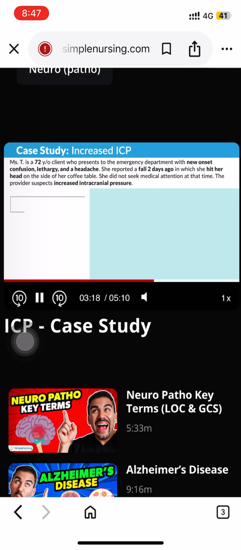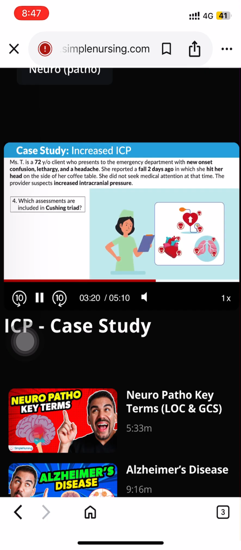Now, moving on to question 4. Which assessments are included in Cushing triad? So pause the screen and think of a few options. Okay, let's break it down. Which assessments are included in Cushing triad?